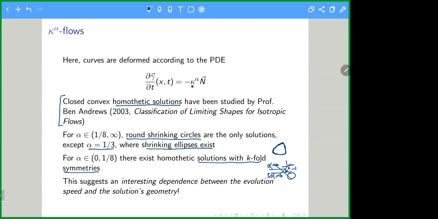What's interesting about this is there seems to be a very interesting way in which the exact speed function that you have influences the way that solutions look. In general, this is the kind of thing that I'm interested in: how do the properties of your speed function affect the shape of your solution? That's the theme of my research so far.